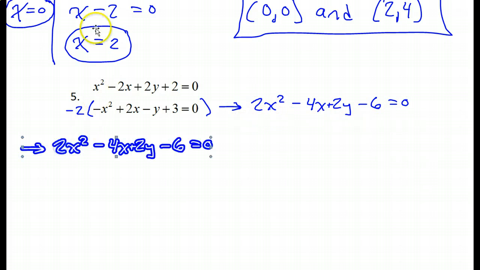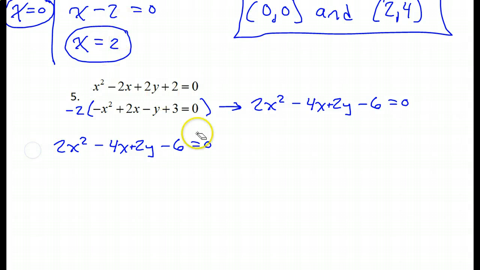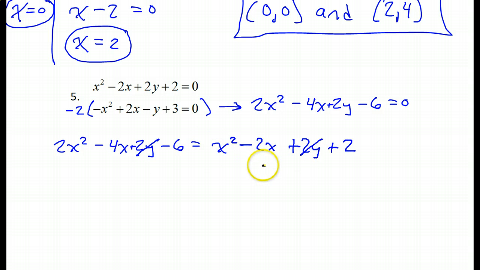Just cheating a little bit here. If I set these equal to each other, then I'm setting this equal to the top one. So I've got my x squared minus 2x plus 2y plus 2. I really needed these to cancel. Now that I've got the same thing on both sides, these two y's will totally cancel out. That's important. If nothing cancels out, we kind of have a problem.